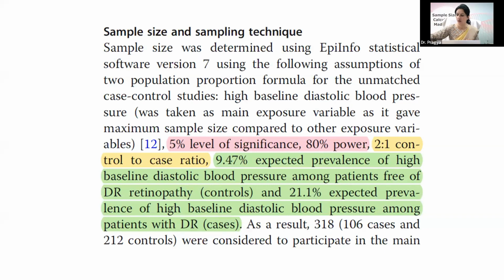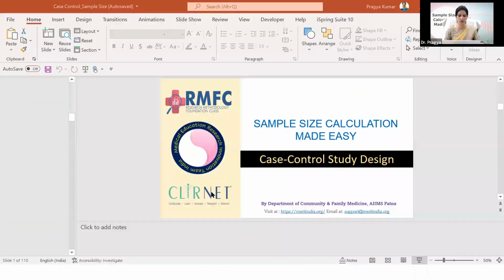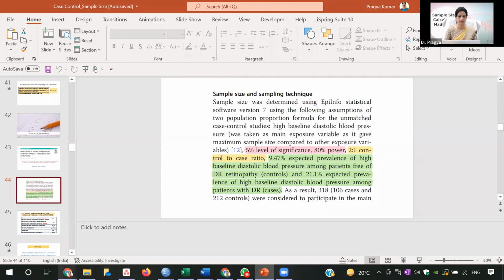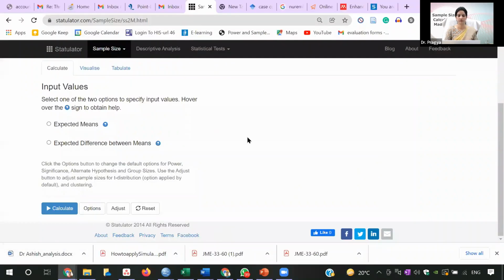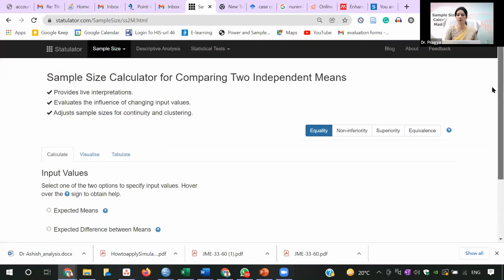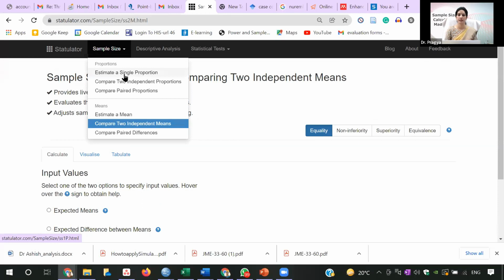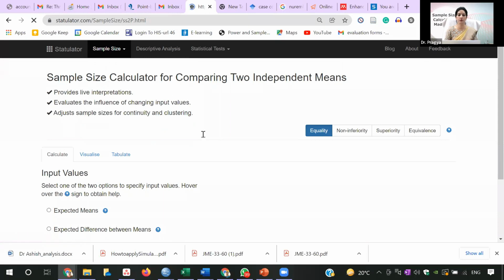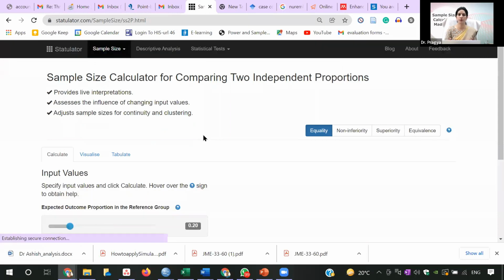Now let's see what sample size we get. So it is 106 and 212. Now I'll go to the Statulator. If you type Statulator in Google and click on sample size, you can see that I have to use the comparison of two proportions. Why? Because there are two proportions, a proportion of exposure in the control group and a proportion of exposure in the cases. So these are the input values.